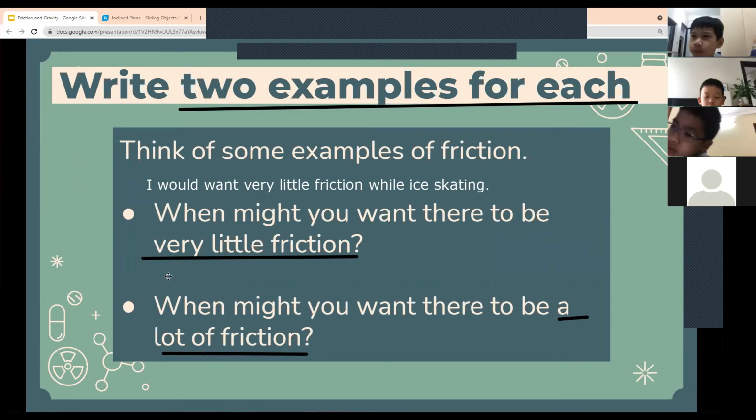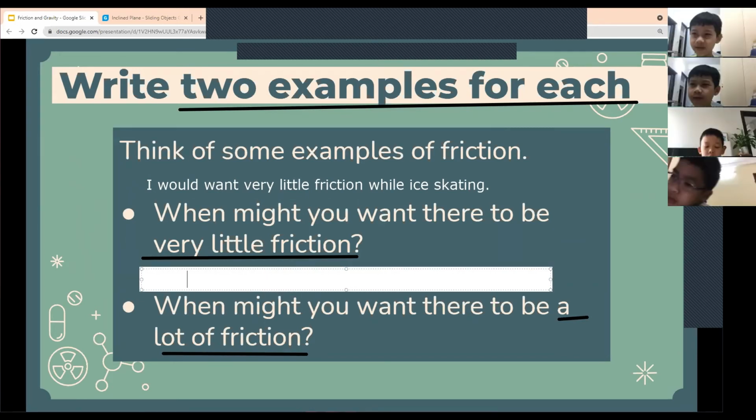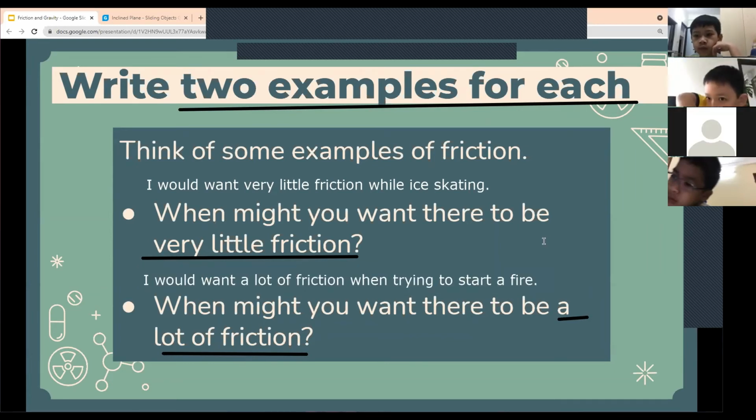And when would I want a lot of friction? I would want a lot of friction when trying to start a fire. When you're trying to start a fire outside, you want a lot of friction so you produce more heat and can start that fire. These are just two examples. Come up with two examples for each one, for a total of 4.